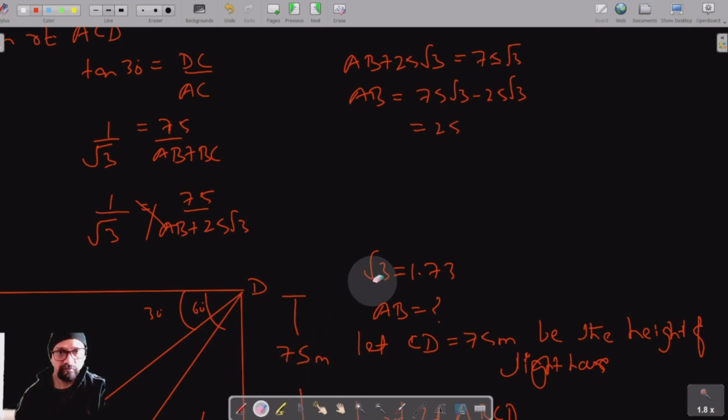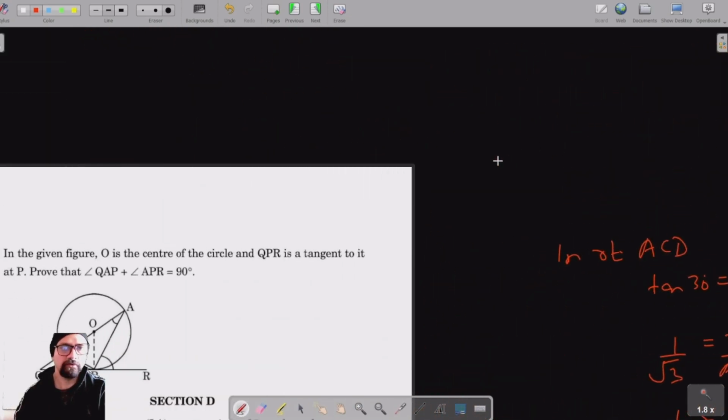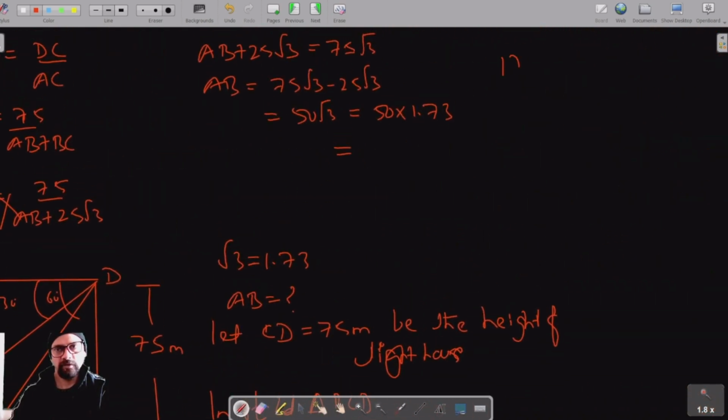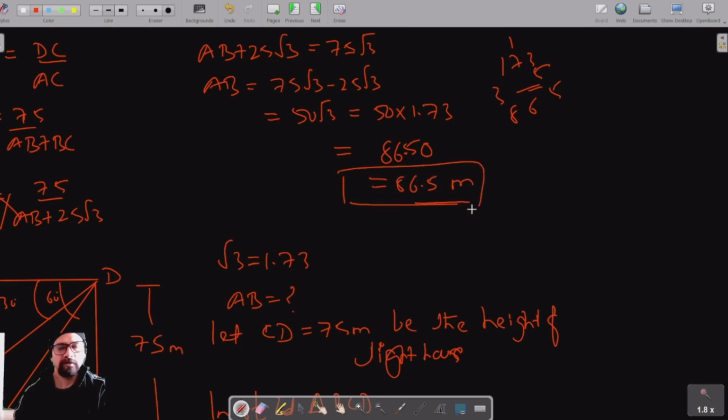75 minus 25 is 50 root 3, and it's given in the question that we have to take the value of root 3 as 1.73. So let's substitute the value, 50 times 1.73. 173 into 5: 5 3s are 15, 5 7s are 35, 36, 8. So this is 86.50, and this is 86.5 meters, the distance between the ships. So move on to the second part.